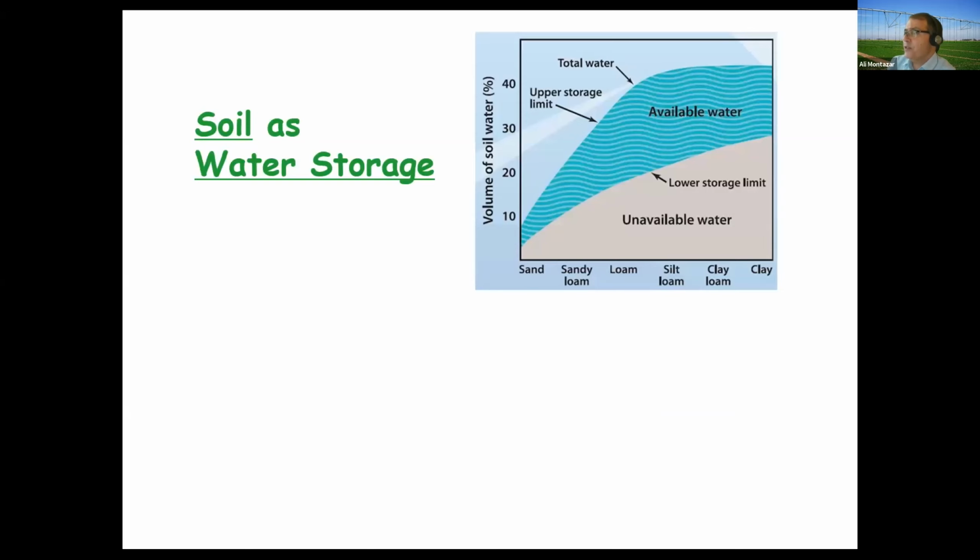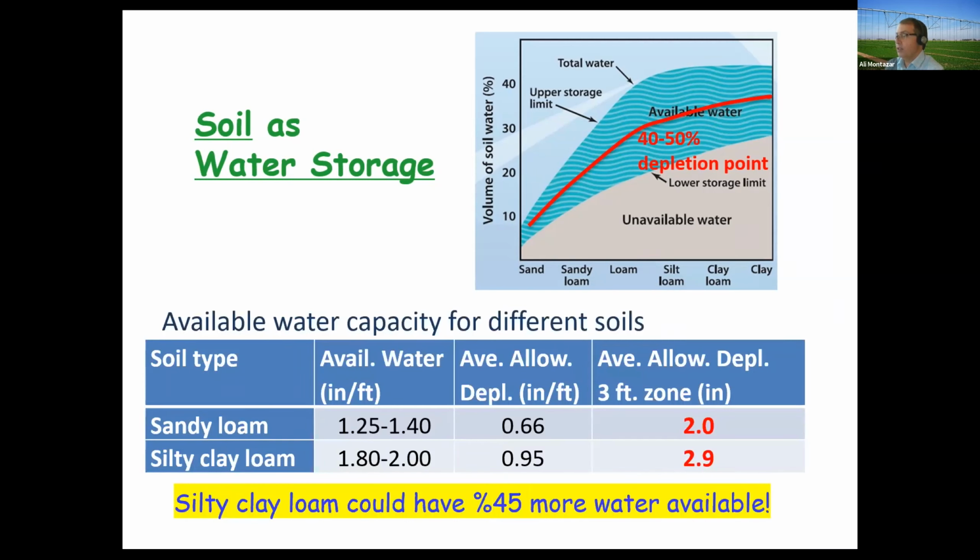So let's consider soil as a water storage. What we do in irrigation, we basically refill this water storage. When we refill it with irrigation, 40 to 50% of this water available in the soil can be uptaken by crop without any stress. So this available water is different in sandy soil, in silty clay, in clay loam. So each soil has different capacity to hold water.